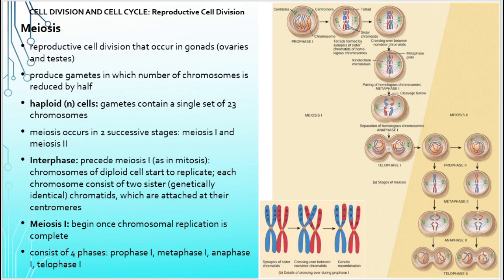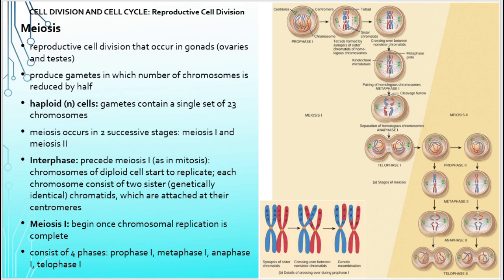In a process called sexual reproduction, each new organism is a result of the union of two different gametes, fertilization, each gamete produced by a different parent. If gametes had the same number of chromosomes as somatic cells, the number of chromosomes would double at fertilization. Meiosis, the reproductive cell division that occurs in the gonads, in the ovaries and testes, produces gametes in which the number of chromosomes is reduced by half. Fertilization restores the diploid number of chromosomes.